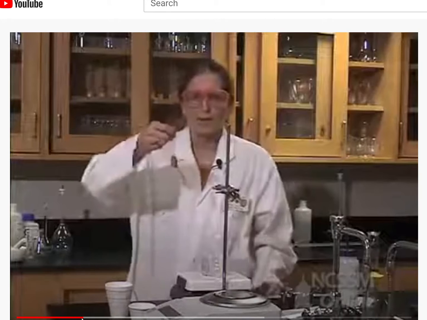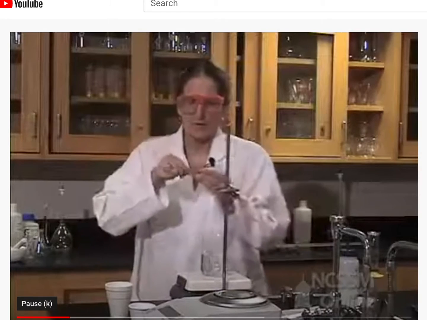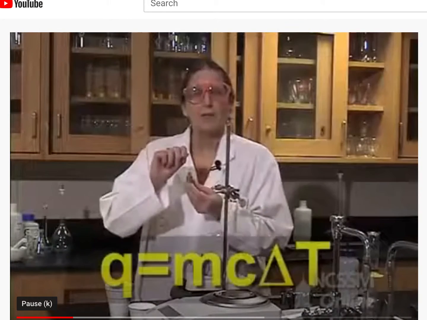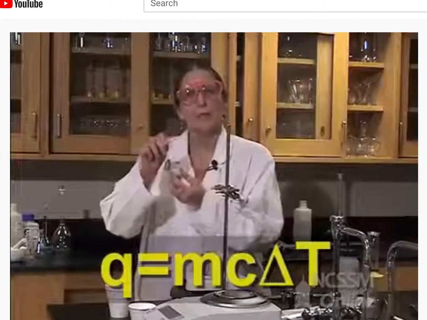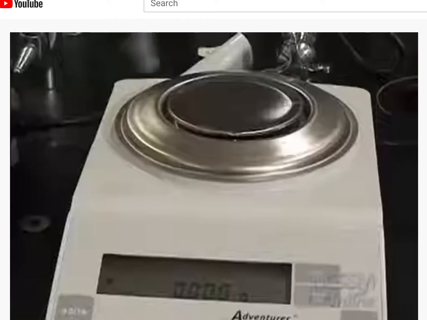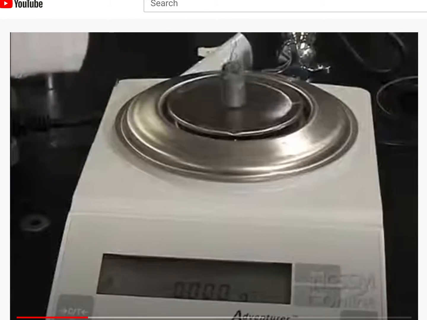And I'll replay that last part. We know that the quantity of heat is equal to mass times the specific heat times the change in temperature. So let's start by finding the mass of our sample. I'll give you a minute to make sure you've answered D.